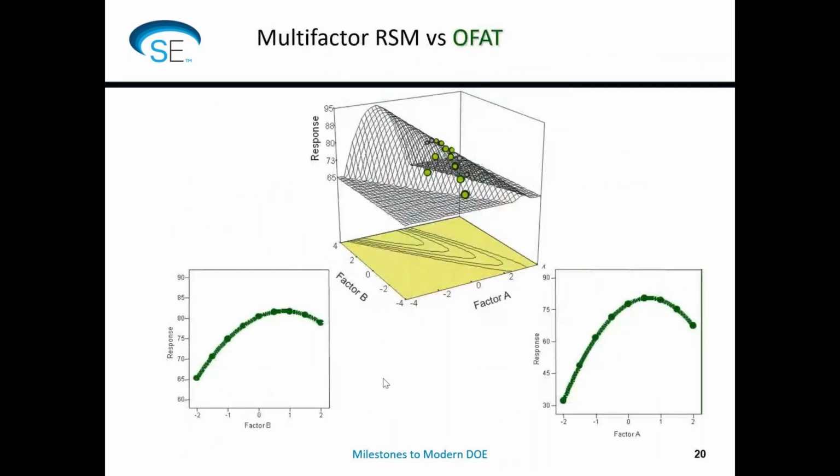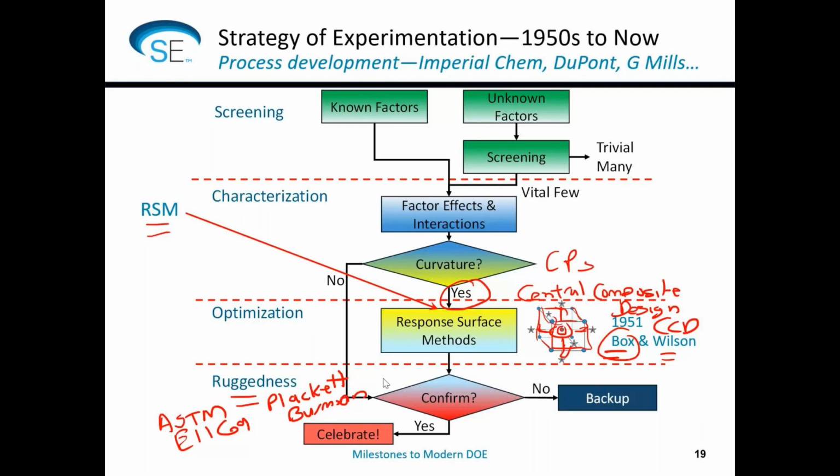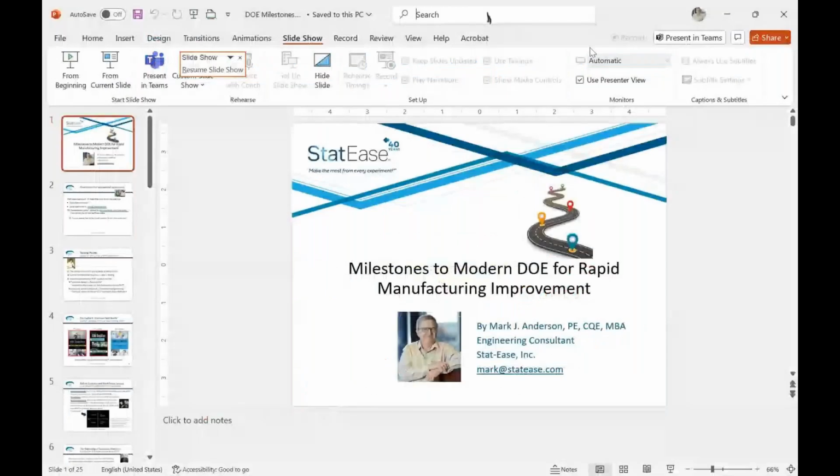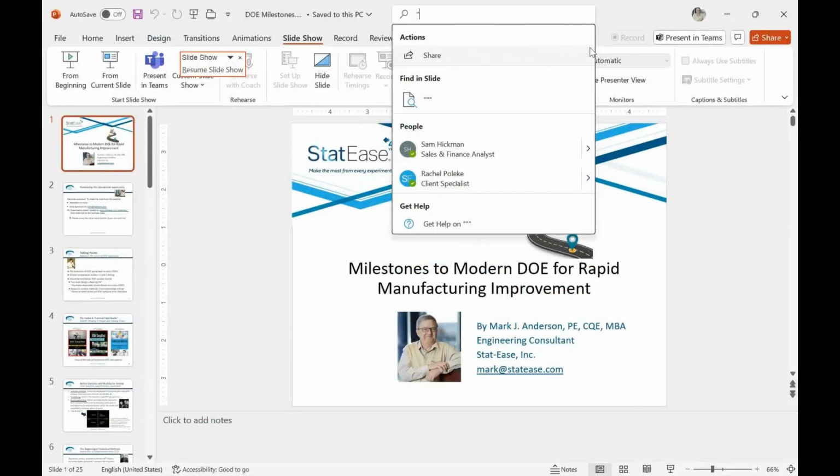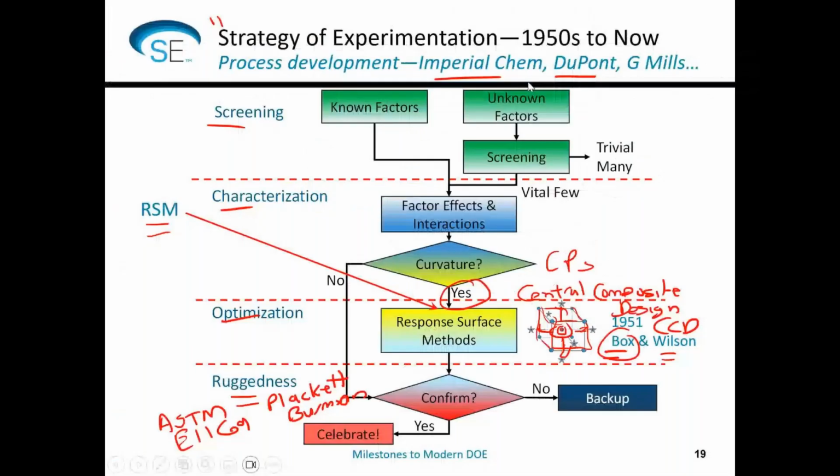Okay, and I just mentioned here that this whole strategy of experimentation, of screening, characterization, optimization, really came into play with the invention in 1951 of response surface methods. And that was done at Imperial Chemical, and then DuPont really developed the strategy of experimentation. And they called this the SCO strategy for screening, characterization, optimization. And that's where I come in at General Mills back in the 1970s.